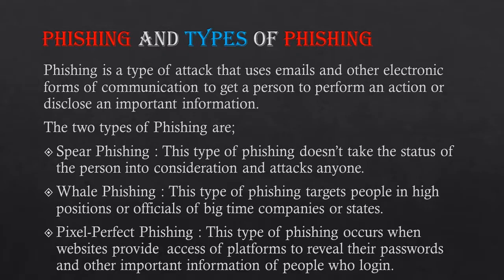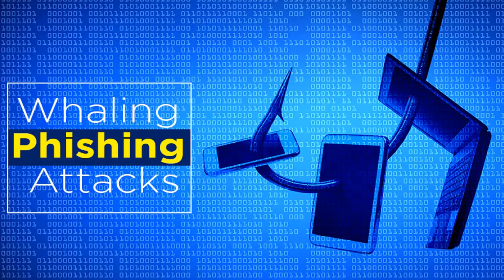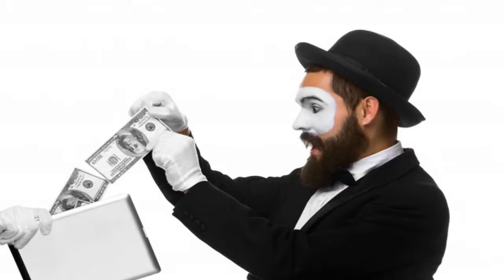The second one is whale phishing. And we'll talk about whale phishing. This type of phishing targets people in high positions or officials of big time companies or states. So this kind of phishing is also targeting big people like CEOs, ministers, presidents, to extract money from them or to gain information from them to use it against them.